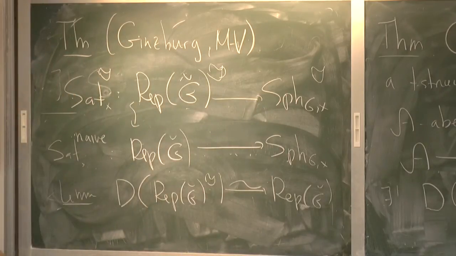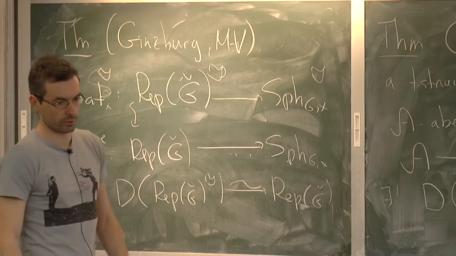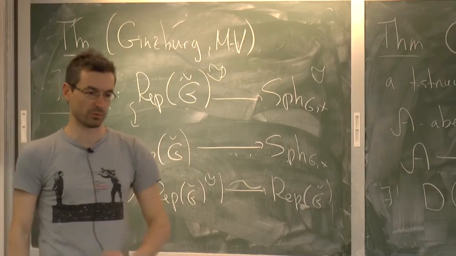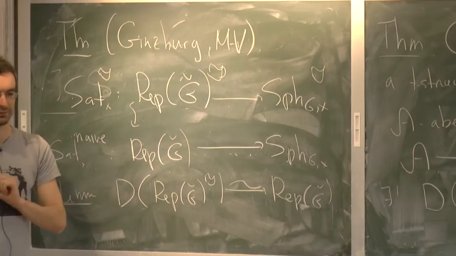Which DG category do you take for D of A? It's a DG category. Yes, there is a canonical construction of a DG category attached to an abelian category. It is explained very well in Lurie's second book, chapter 1.